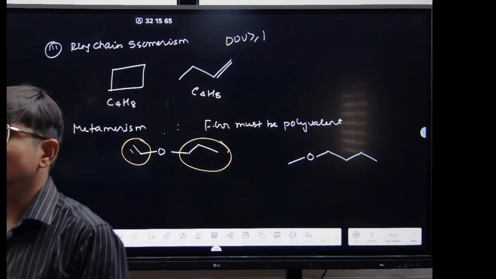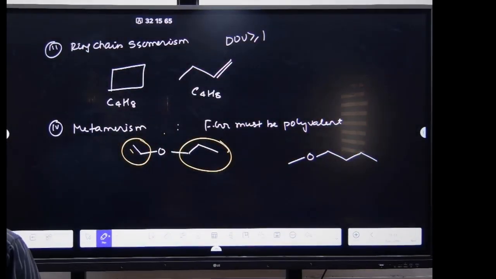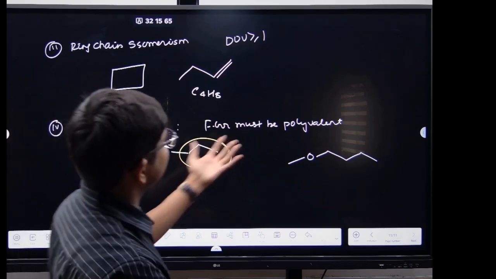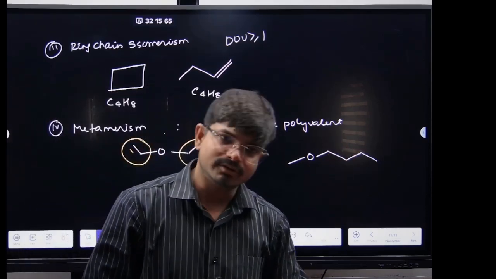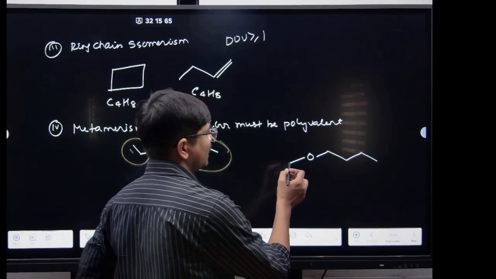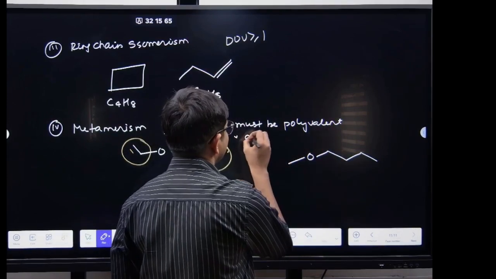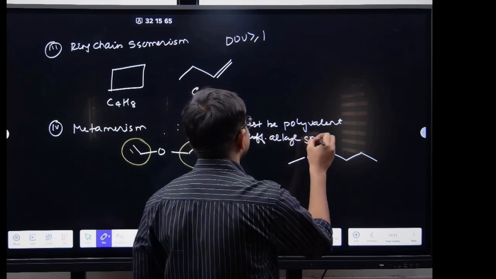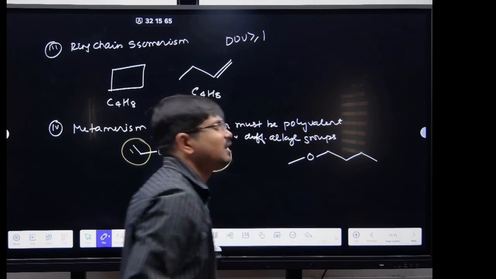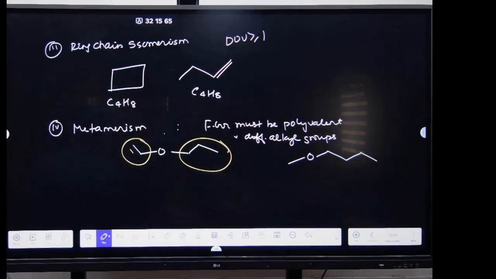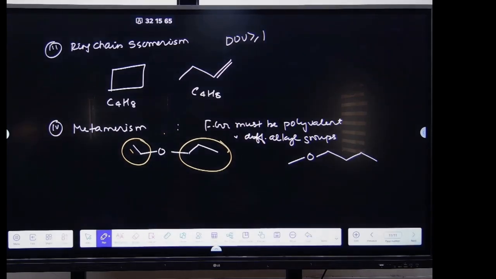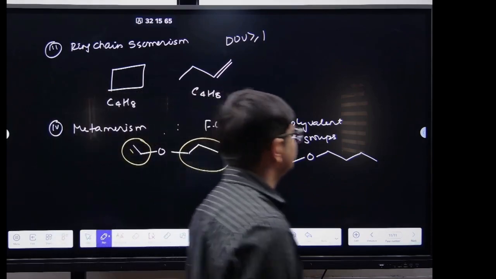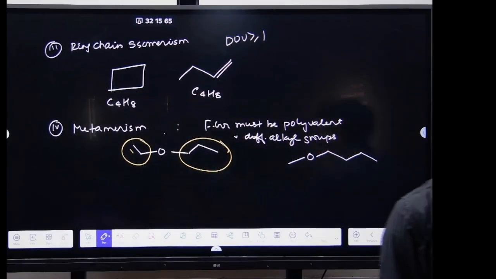So basically the groups have been changed, right? The groups which are attached have changed. So these are the examples of metamers only. You have different alkyl groups, right? So in this case you have different alkyl groups. So this falls under the category of metamerism. 1 2 3 4, and here we will have the methyl one.